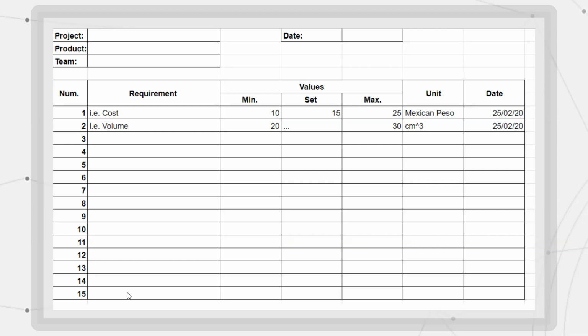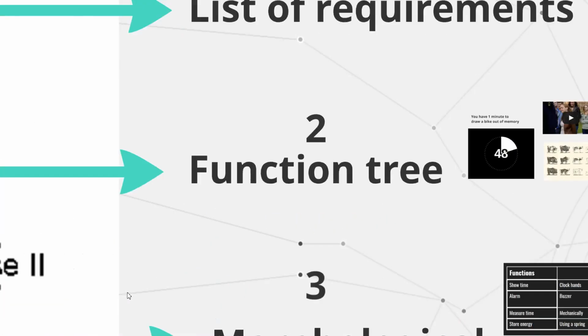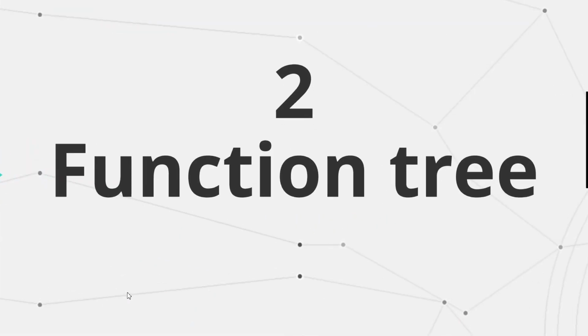So if you say portable, well, what's the maximum volume it should take? If you say cheap, well, what's the maximum cost it should have? If you say it should last forever, well, we know nothing lasts forever, but we can say, okay, it has to last at least 2 years without maintenance, right? This is the part where we have to write down all those requirements. Then we're going to go over to the second part. We're going to call this the function tree.